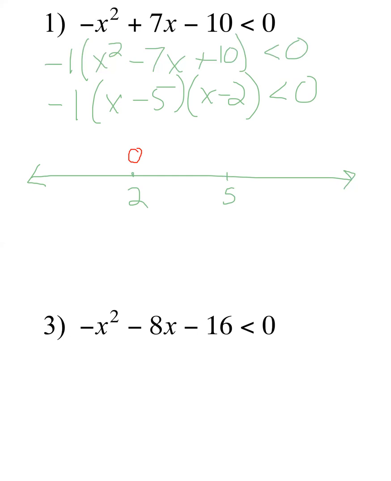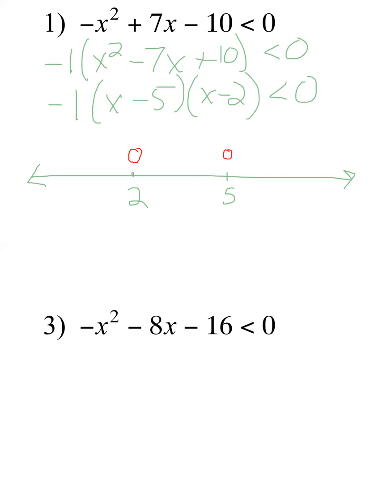The same thing is going to happen with 5. If I plug in positive 5, it equals 0, and I want less than 0. So open circle there. If this had had the bar underneath, then I would have used closed circles for those, but they don't, they're open.